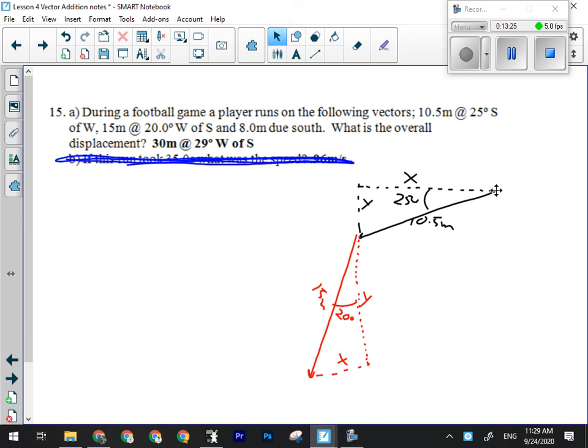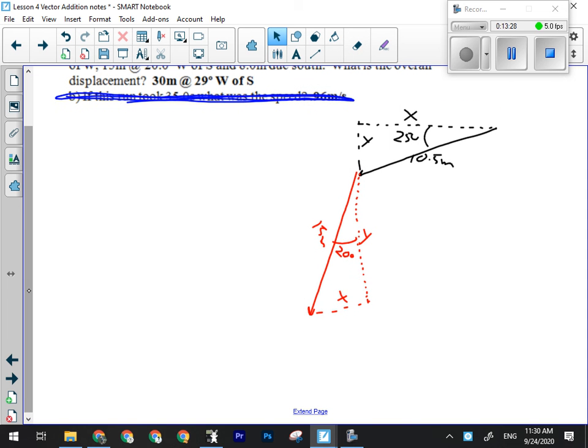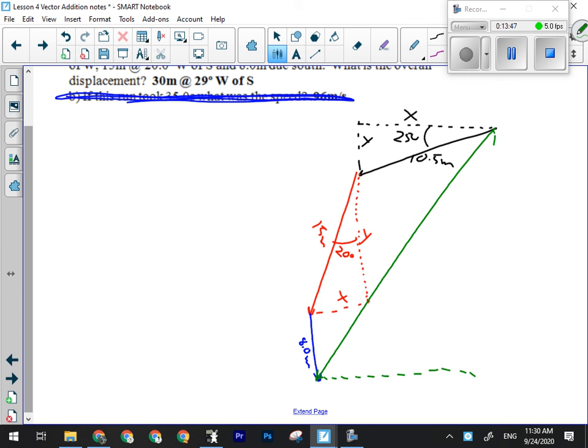And then my last one is 8 meters due south. So that's what my diagram would look like, with my resultant obviously going from beginning to end. As long as you're close, as long as it's generally the right shape, you can't really go wrong from there. So that's our overall displacement. You've got to find your y's and x's and all that. So that's the diagram.